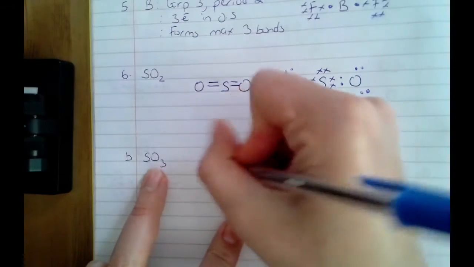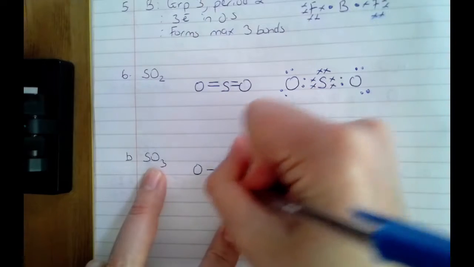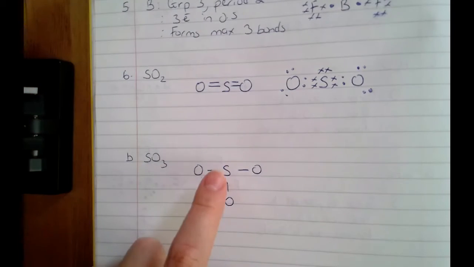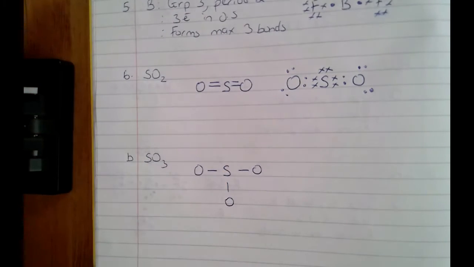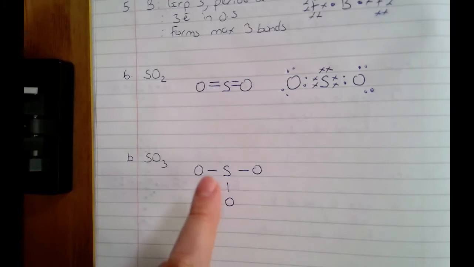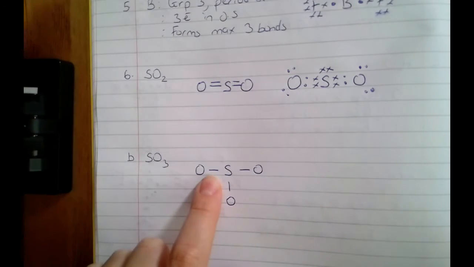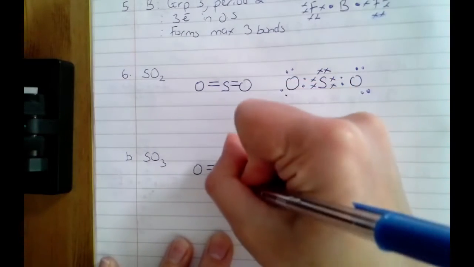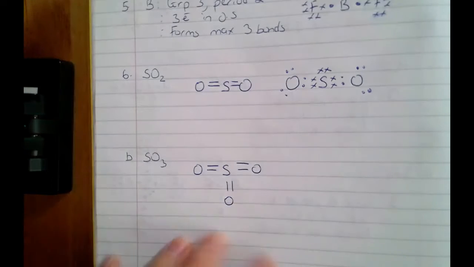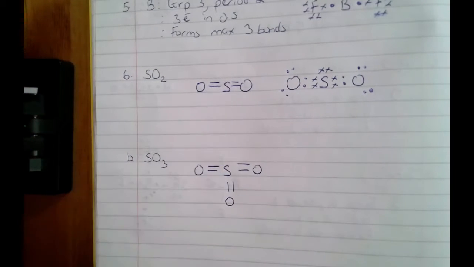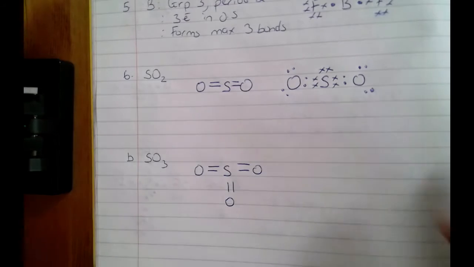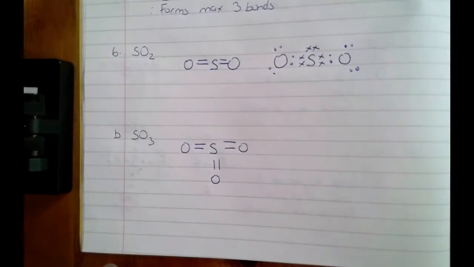Next one is SO3. Again, I'm going to put sulfur in the middle. I'm going to surround it by oxygens. Sulfur can form a maximum of 6, so as long as I don't exceed 6, I'm fine. Oxygen, however, it's in period 2. It has to end up with 8 electrons in its outer shell. It's only got 6. It needs 2 more, therefore it has to form 2 bonds. At the moment, oxygen's only forming 1, so I need to form 2 bonds from each oxygen. That means I've got 1, 2, 3, 4, 5, 6 bonds for sulfur, but that is absolutely fine.